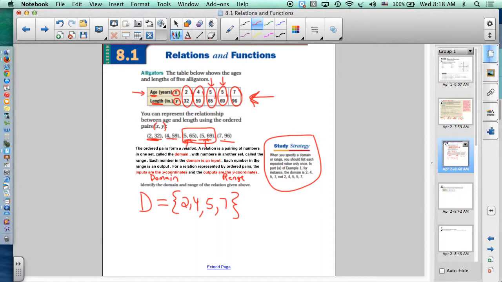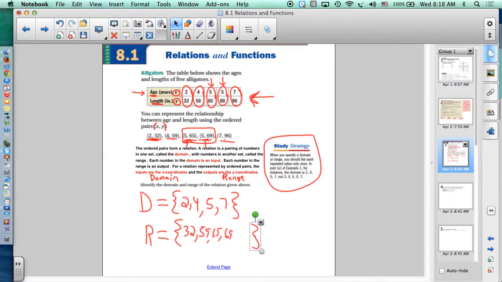Similarly, we would do the same thing for our range. We would say R equals, draw these funny looking brackets, and list all of the unique values of our range, or all of our y values there. In this case, it would be 32, 59, 65, 69, and 96. So this would be the way we list our domain and range, as sets of numbers, listed in order from least to greatest, and only listing any number once, even if it's repeated more than once in that set of numbers.